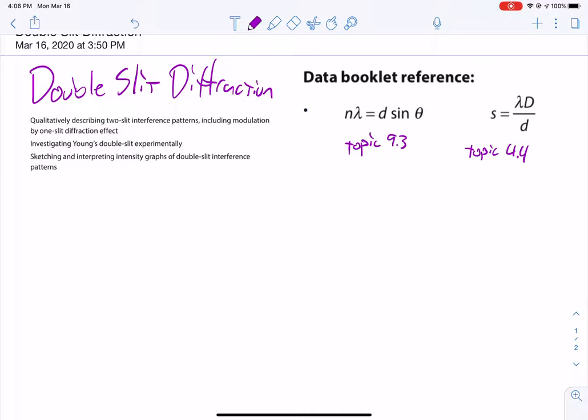This is our first opportunity to try out some of this distance learning. My plan today is to talk a little bit about double slit diffraction. This first little video is going to be about some of the theory, the equations, and how they work, with some graphics and all that.